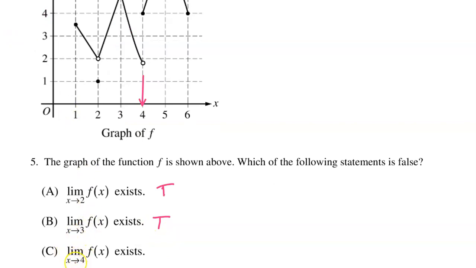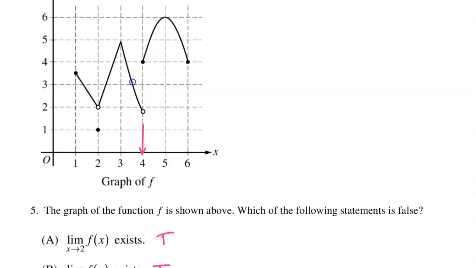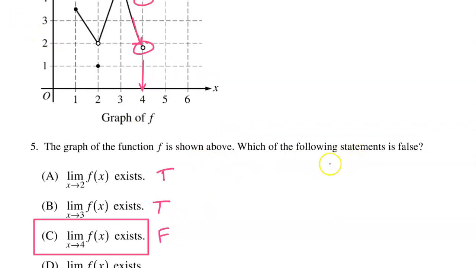Statement C says the limit as x approaches 4 exists. Well, here is an x value of 4. For the limit to exist, the function must approach the same value from the left and from the right. However, as we approach 4 from the left, the function approaches a value of, well, something less than 2. As we approach 4 from the right, f approaches a value of 4. So we are not approaching the same value on the left and on the right, so this limit does not exist, and this statement is false. We were looking for the false statement, so the answer is C.